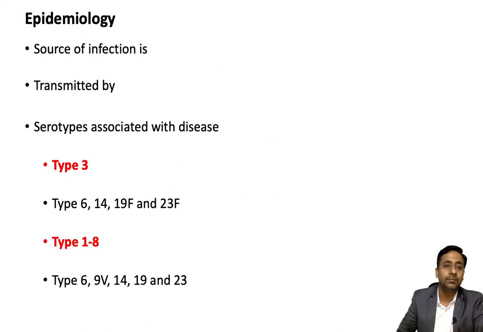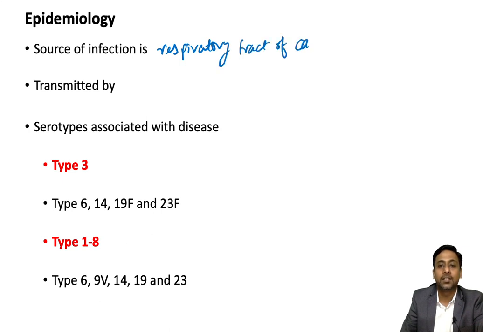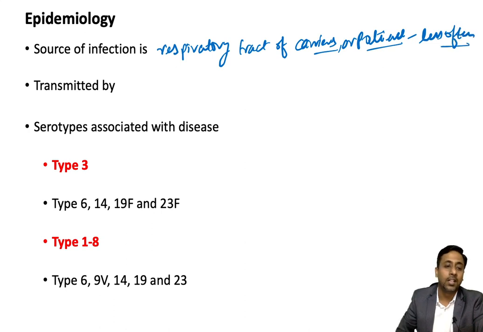And the source of infection, to your surprise I must tell you, is the respiratory tract. This is not the surprising thing. So what is the surprising thing? That the respiratory tract of carriers is the more important source of infection, and less often it is the patients. So the patients are not the most important; the most important are the carriers. And it is transmitted, obviously, through droplets.